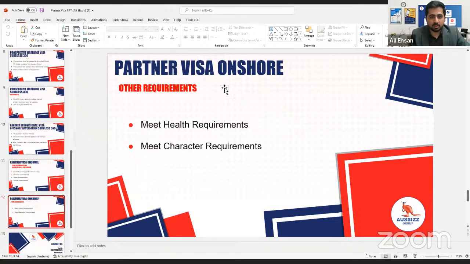Also, whether it is onshore or offshore, they have to meet the character requirement and the health requirement, both. One thing to note about the character requirement is that it must be met by both the sponsor and the applicant. Okay, so if either of them does not meet the requirement, it can result in a refusal. And the health requirement is like other visas, it is also part of it.